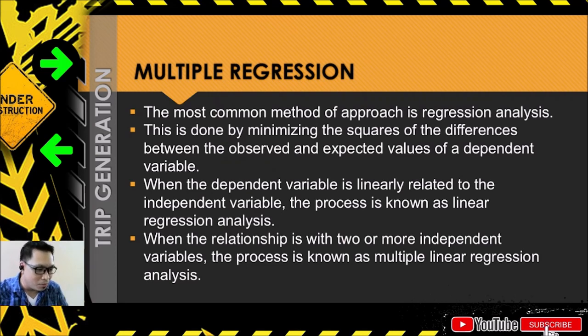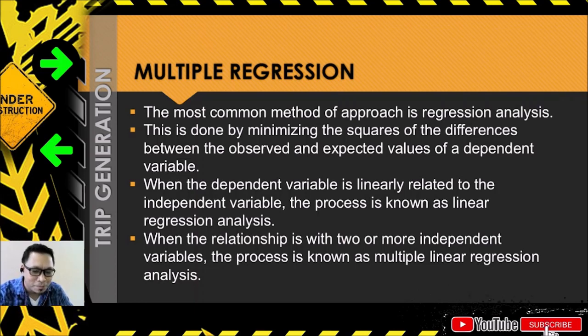Okay. So the last method for trip generation, we have the multiple regression. So the most common method of approach is regression analysis. This is done by minimizing the squares of the differences between the observed and expected values of the dependent variable. Okay. So when the dependent variable is linearly related to the independent variable, the process is known as linear regression analysis. When the relationship is with two or more independent variables, the process is known as multiple linear regression analysis.